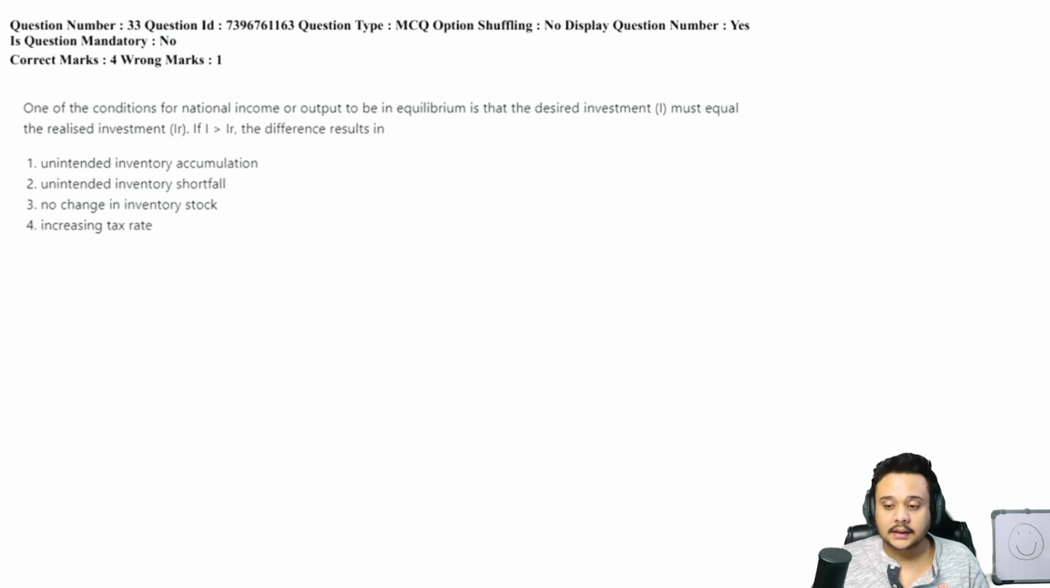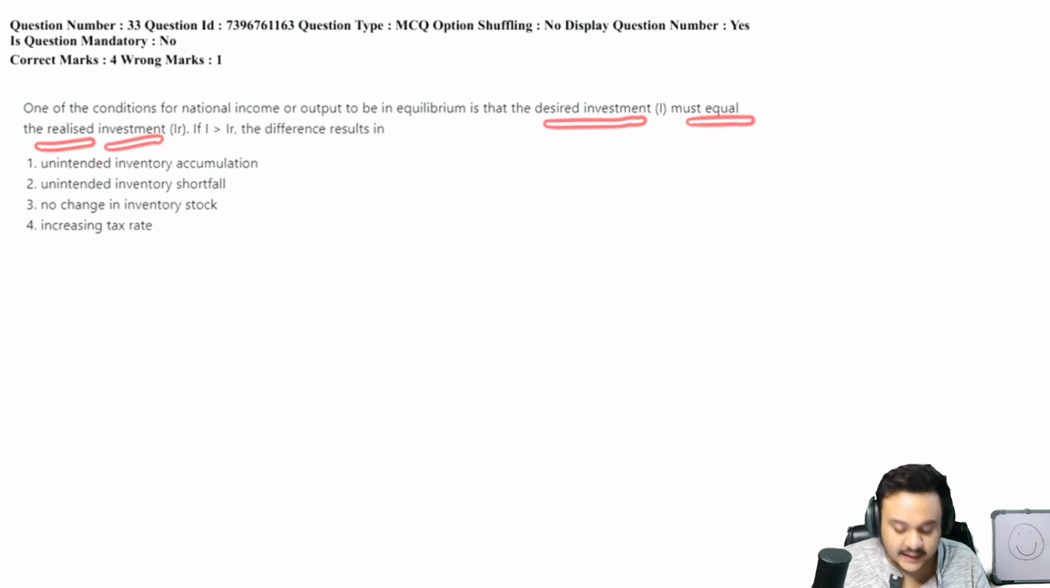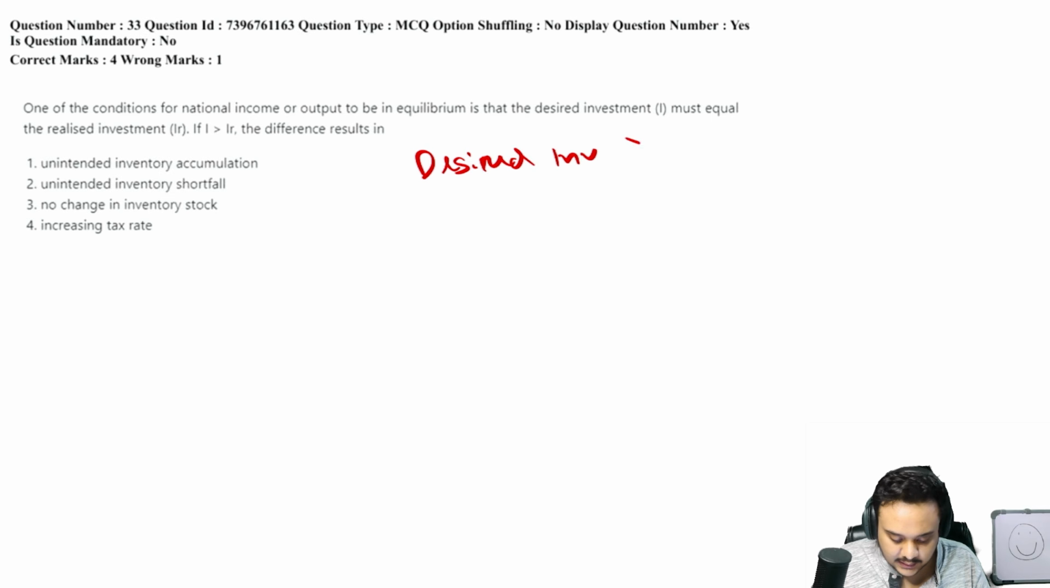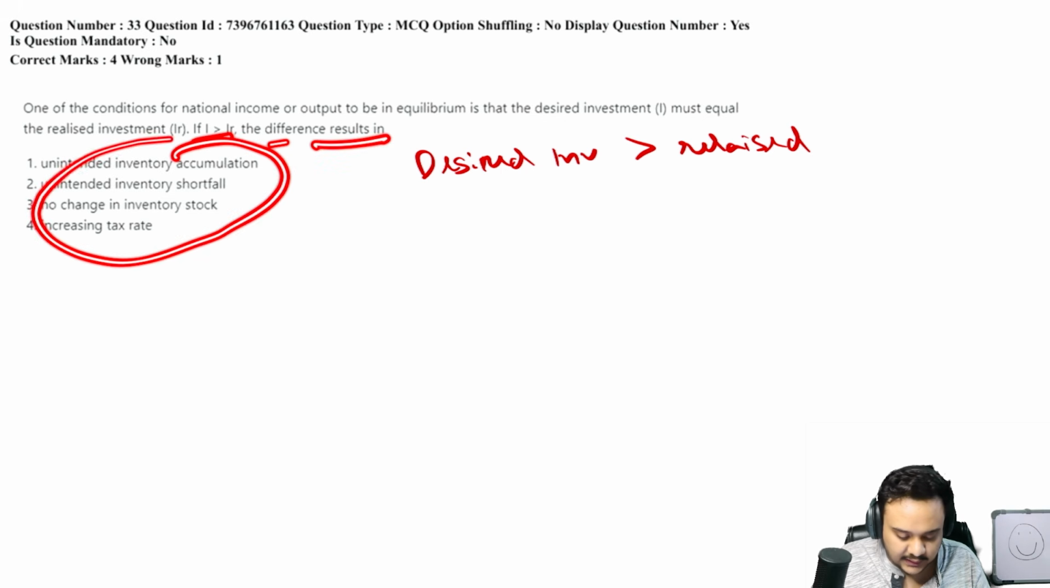Look at the 33rd one now. It says that one of the conditions for national income or output to be in equilibrium is that the desired investment must equal the realized investment. If I is greater than IR, which means if the desired investment is greater than realized, the difference will result in which of these?